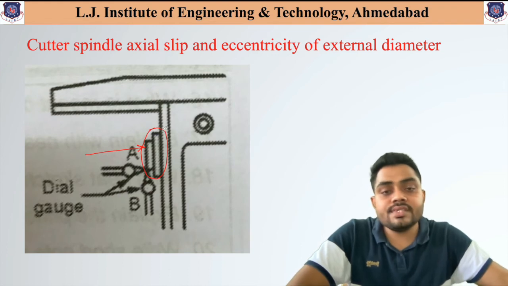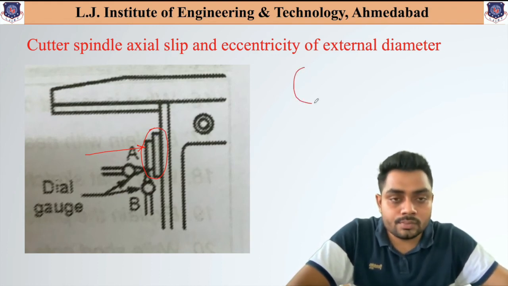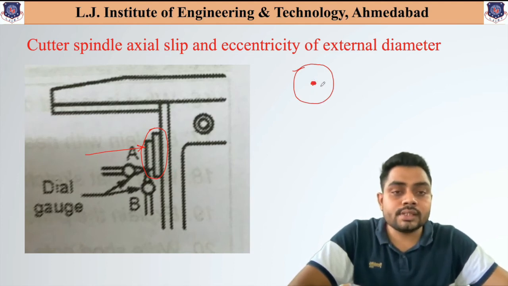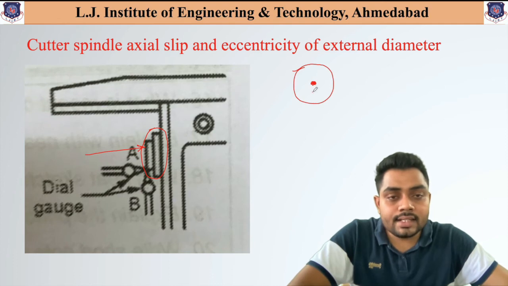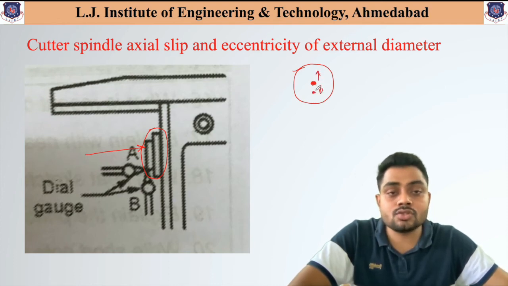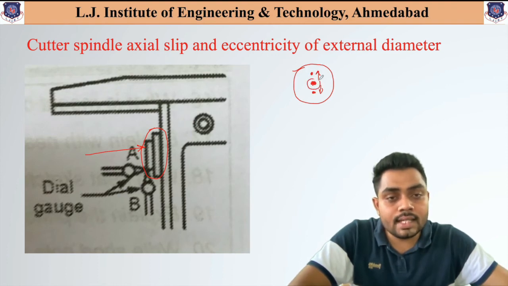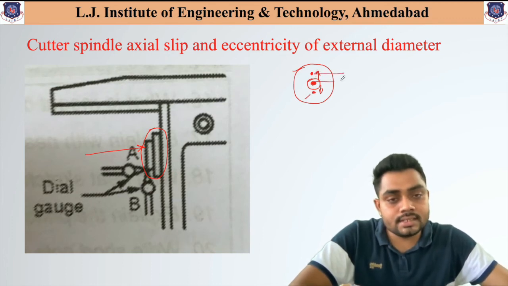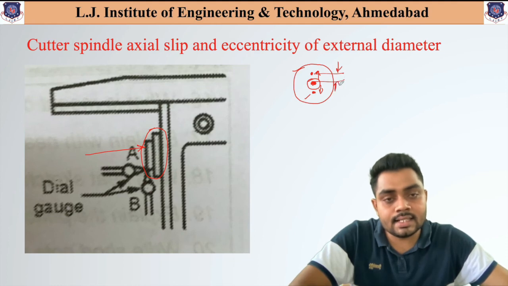What is the meaning of eccentric? Eccentric means, suppose this is the center of the spindle. During rotation, if its center gets deviated to the downward section or maybe to the upward section, so that it is not rotating about the exact center available but about another shifted center, then that particular distance is indicated as the eccentricity.